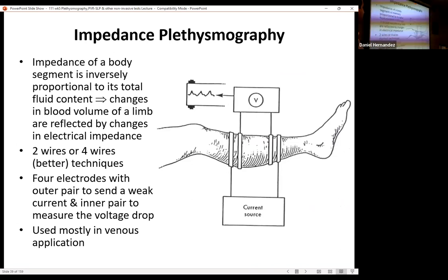There's impedance plethysmography, which is based on similar principles. This uses electrodes to sense those volume changes. Could we still do this? No.